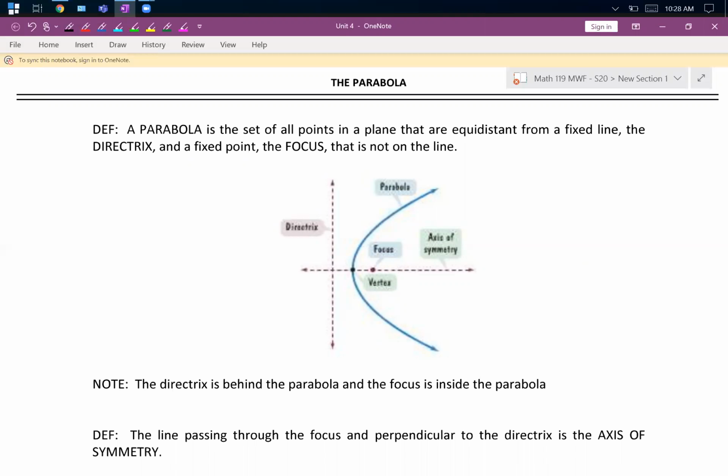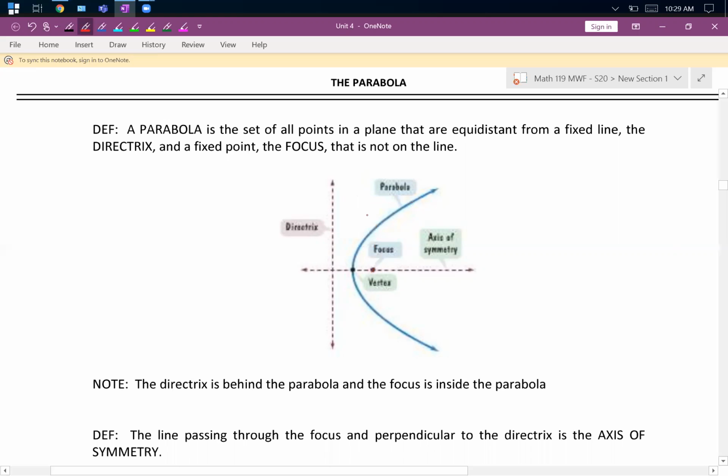All right. So a parabola is the set of all points in a plane that are equidistant from a fixed line called the directrix and a fixed point called the focus, and that focus is not on the line. So it's just saying that this point right here is equidistant from here and here. This point right here is equidistant from here and here. Those two distances are the same over and over again. That's how they define a parabola in terms of a conic.